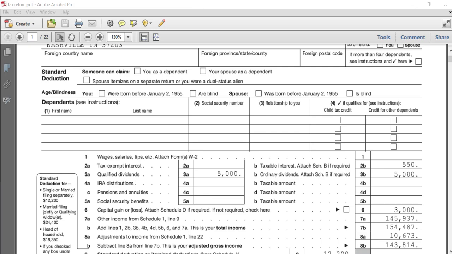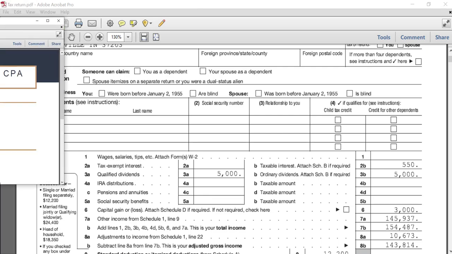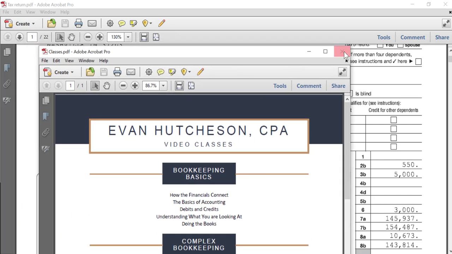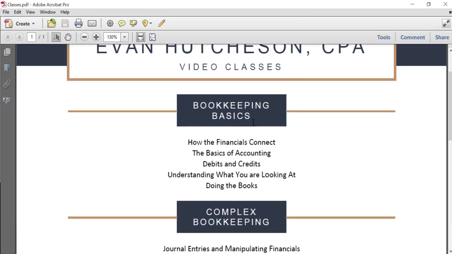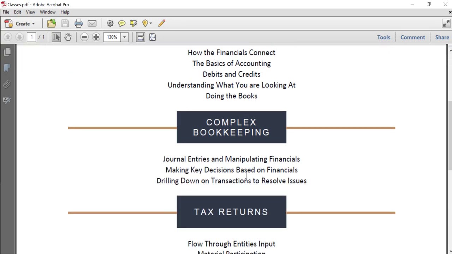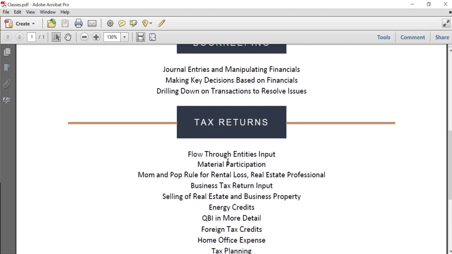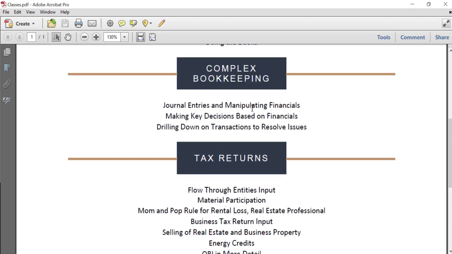And here is a temporary little PDF I made of what I'm going over in each of these. So the bookkeeping basics: how do the financials connect, the profit and loss, the cash flow statement, the balance sheet, the basics of accounting and debits and credits so you can understand it, and so forth. And then the tax returns, and there's the more complex bookkeeping.